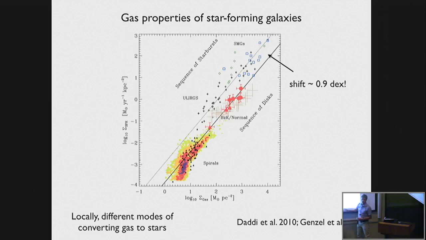Are we seeing two different modes of disk galaxies, and maybe a merger phase where things will jump off this relation, and you'll have two different modes here?